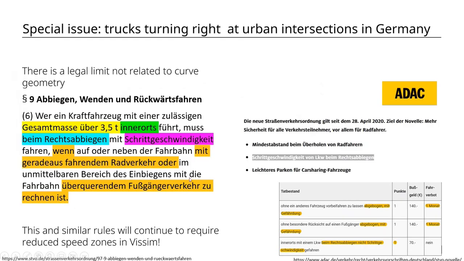And then there are some special issues, and that's again an example from Germany: inside urban areas, vehicles which weigh more than 3.5 tons, when they turn right, they need to go at walking speed if on their lane or on the neighboring lane there could be cyclists or pedestrians. And it's, of course, a logic construct with 3, 4, 5 conditions, which cannot be considered automatically. But you have to identify such a spot and then place a reduced speed zone there.